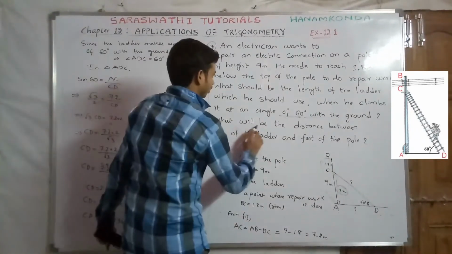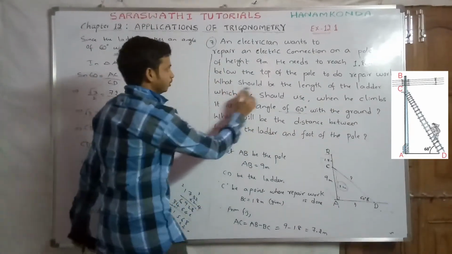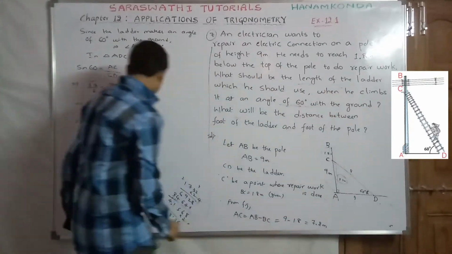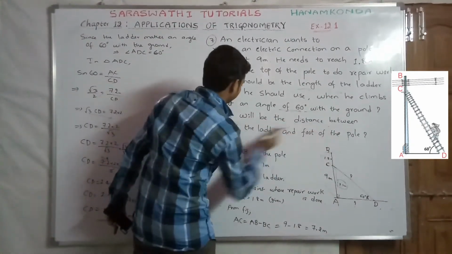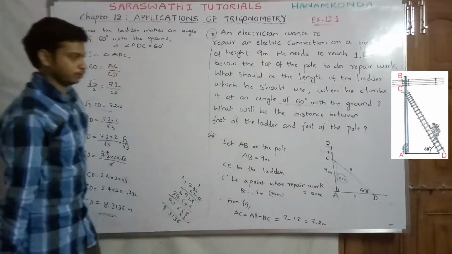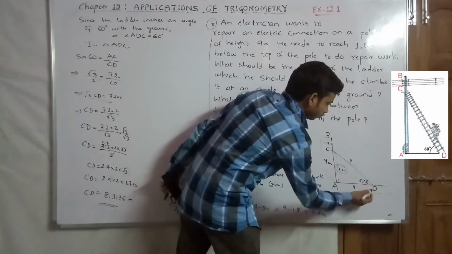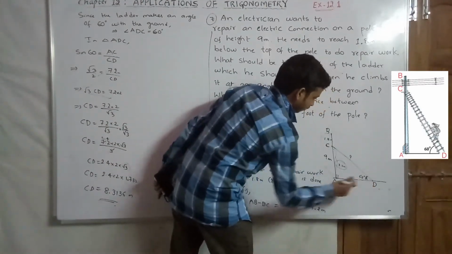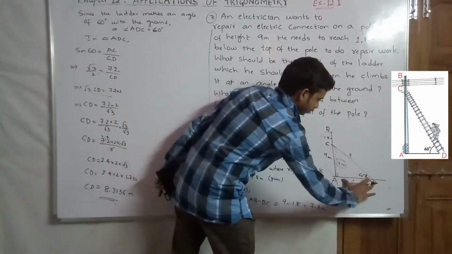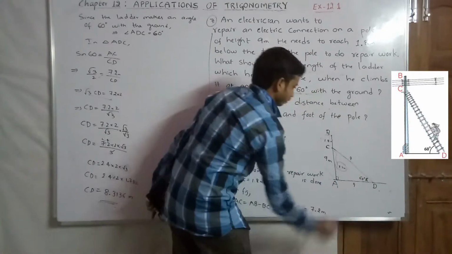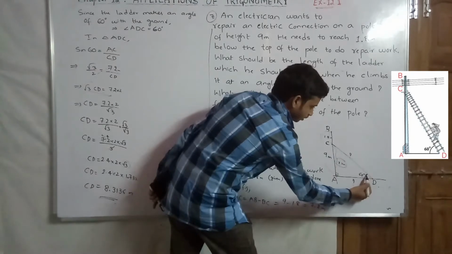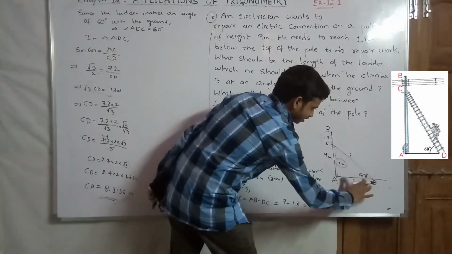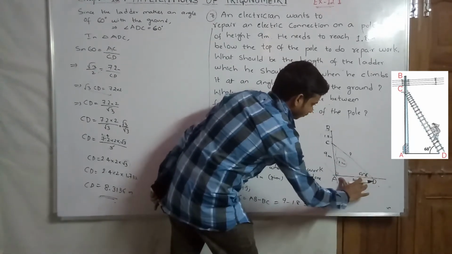Okay, so what will be the distance? We have found the length of the ladder. Again in the question it is asked to find what will be the distance between the foot of the ladder and the foot of the pole. So we have to find AD. The foot of the ladder is D and the foot of the pole is A. So we have to find the value of AD. In triangle ACD, AD is adjacent to angle 60, so we have to find the adjacent.